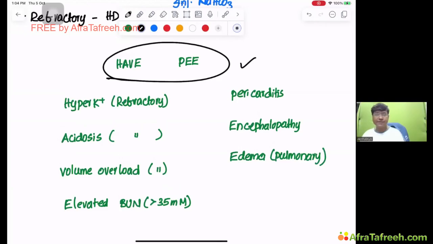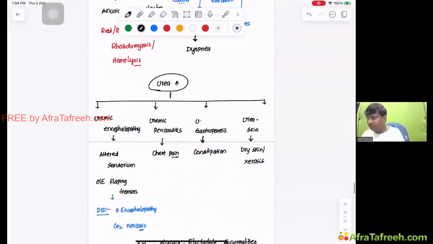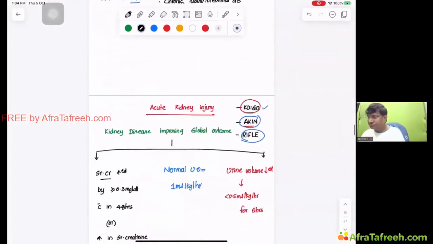These are the indications for dialysis: refractory hyperkalemia, refractory acidosis, refractory volume overload, elevated blood urea nitrogen levels more than 35 millimoles per liter, uremic pericarditis, uremic encephalopathy, and then pulmonary edema. So these are the indications for dialysis, right? So this finishes your acute kidney injury, right? Now we will quickly see what we have discussed in AKI.